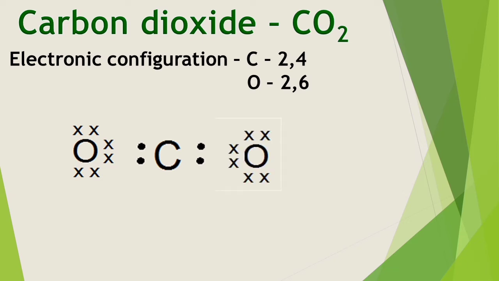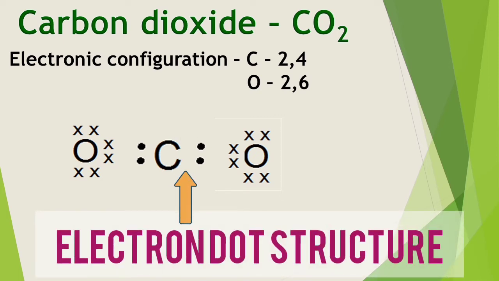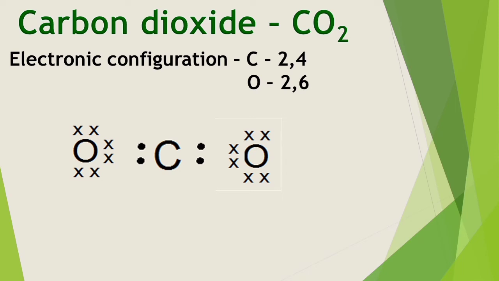Always understand, when we draw the electron dot structure, we need to represent only the valence electrons. That is why we have represented 6 electrons around oxygen and 4 electrons around carbon. If you see the arrangement of electrons in carbon, it has been drawn conveniently so that while drawing the bond formation, it will be easy to show.